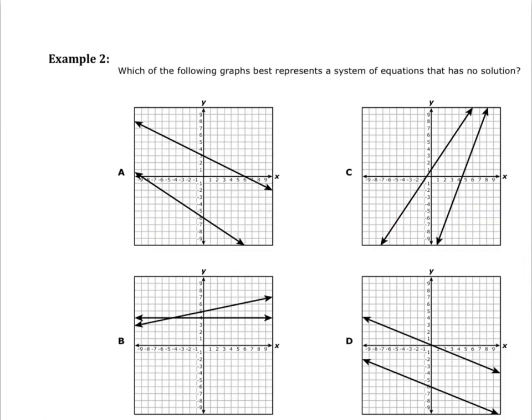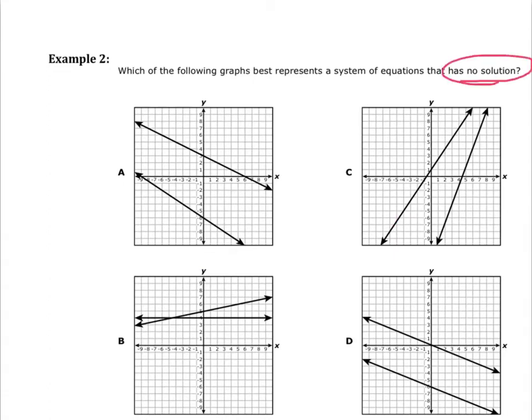Okay, so now we have example 2. Example 2 says, which of the following graphs best represents a system of equations that has no solution? This same problem can be found on the released STAR test, the released Algebra 1 STAR test from last year. So we know we're looking for something that has no solution.